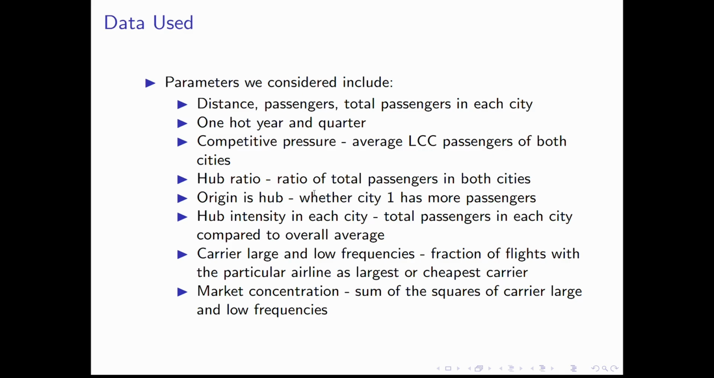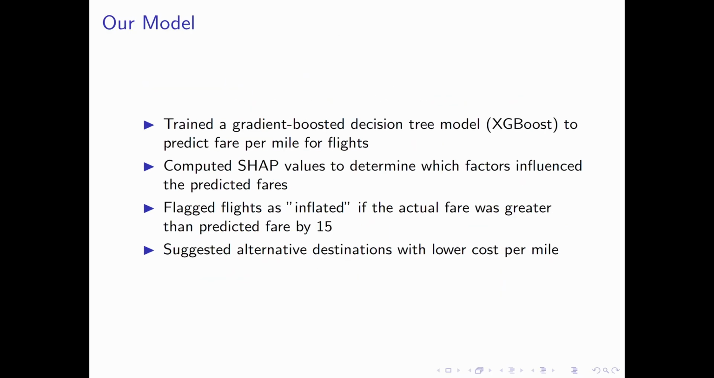To predict the price per mile, some data we used includes distance, number of passengers on the route, the time period, as well as some constructed parameters such as hub intensity and the carrier large and low frequencies. We trained a gradient-boosted decision tree with XGBoost to predict fare per mile for flights. Then we computed SHAP values to determine which factors influence the predicted fares. We flagged flights as inflated if actual fare was greater than predicted fare by 15%, and suggested alternative destinations with lower cost per mile.